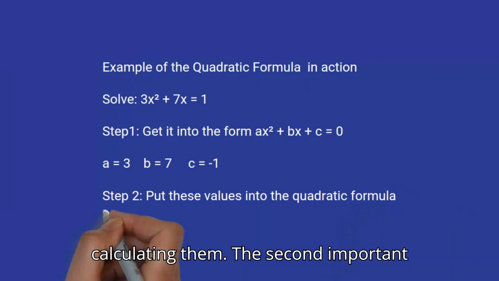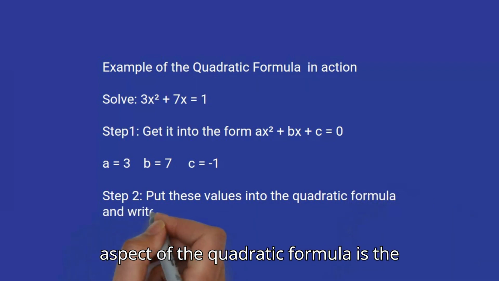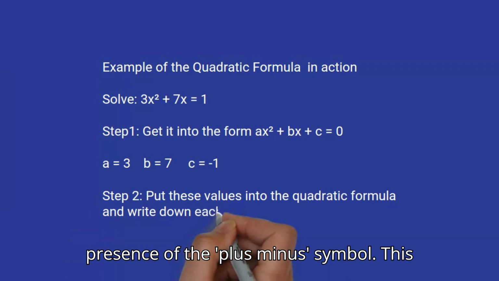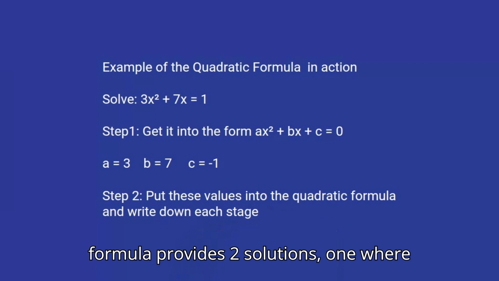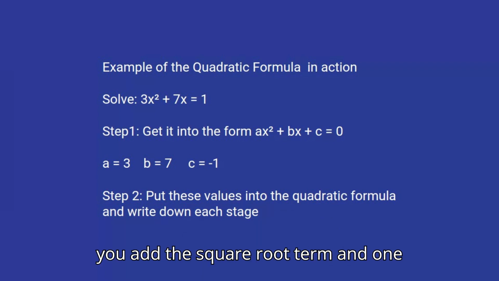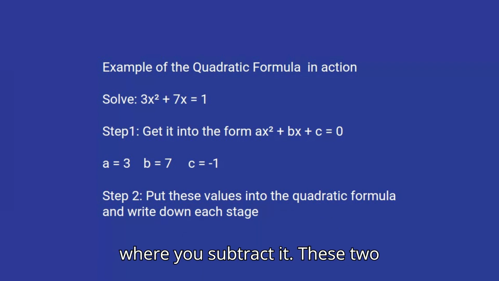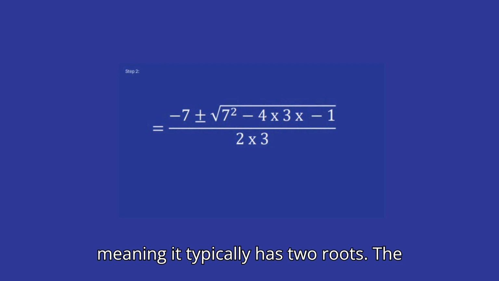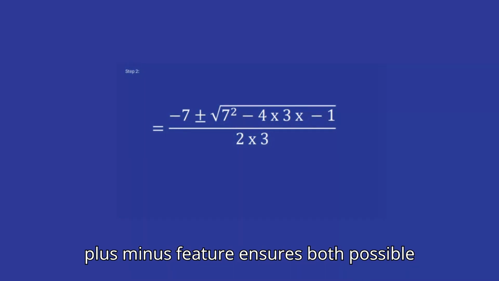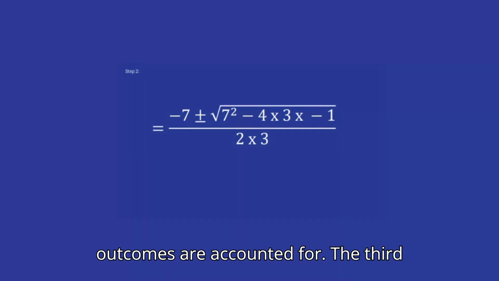The second important aspect of the quadratic formula is the presence of the plus-minus symbol. This symbol indicates that the quadratic formula provides two solutions, one where you add the square root term and one where you subtract it. These two solutions arise from the fact that a quadratic equation is second degree, meaning it typically has two roots. The plus-minus feature ensures both possible outcomes are accounted for.